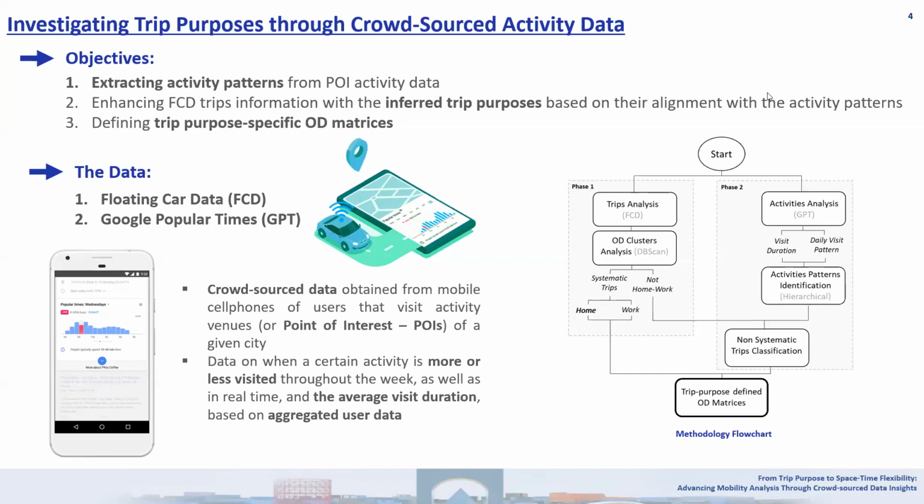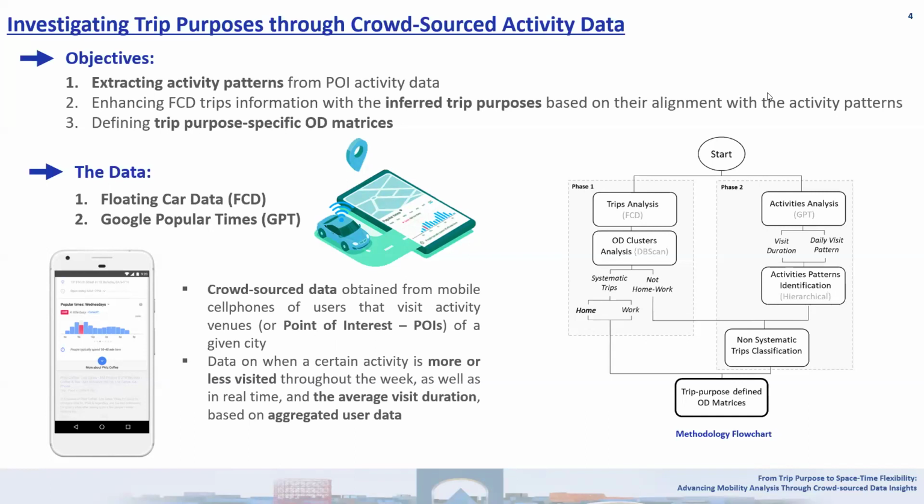So we started from floating car data, and we tried different algorithms to understand if, for example, these trips are related to a home or work trip, that is, commuting trips.